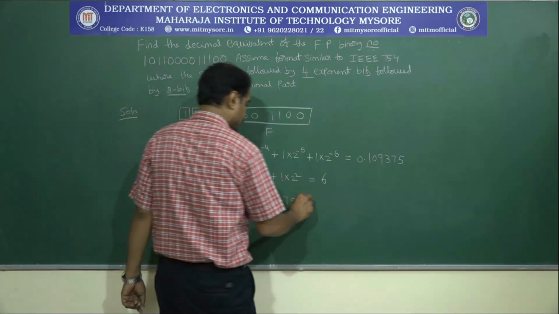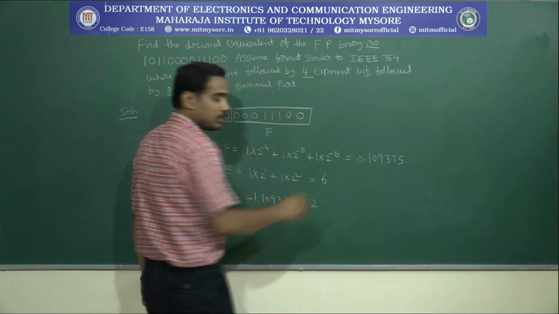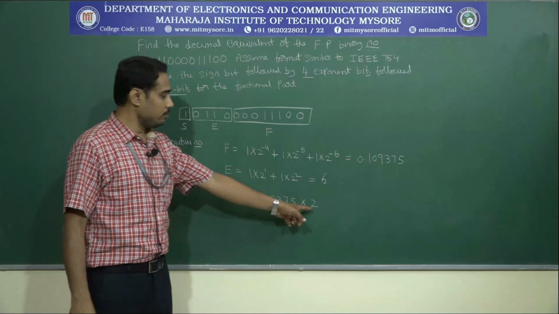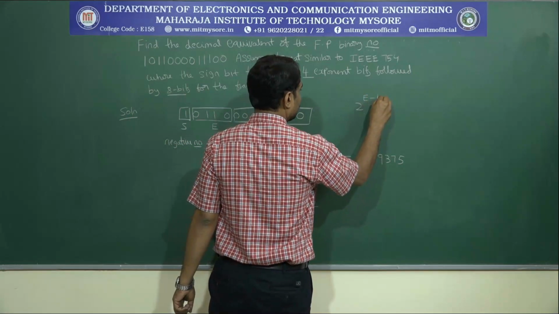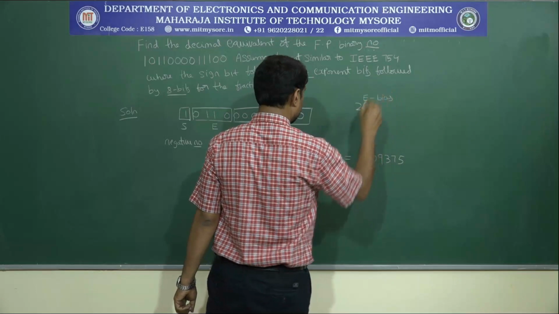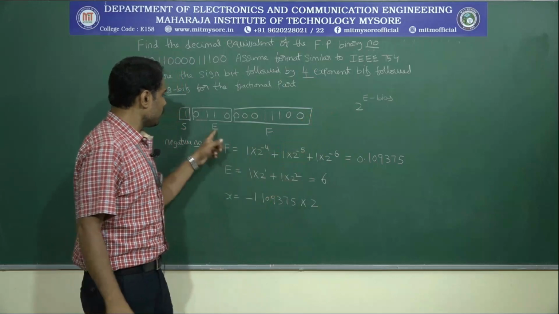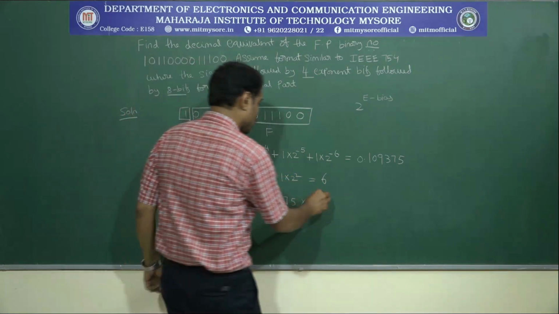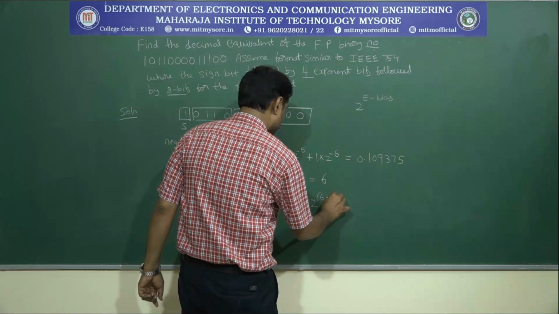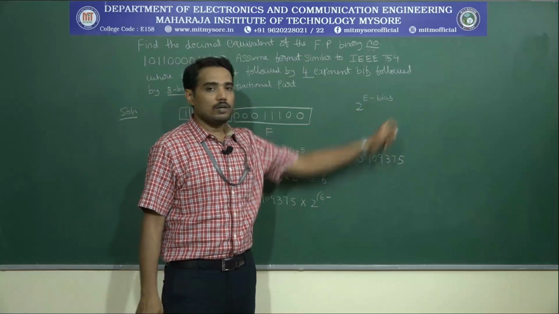Then this has to be multiplied by 2 to the power e minus bias. What is the value of e? We know that the e value is 6. I can write 2 to the power 6 minus. Next we have to compute the value of bias. What is the value of bias?